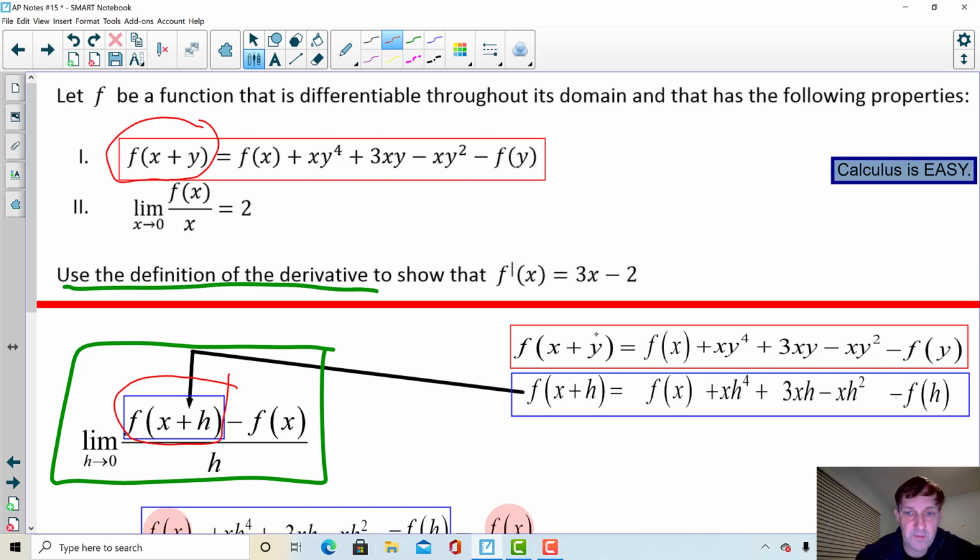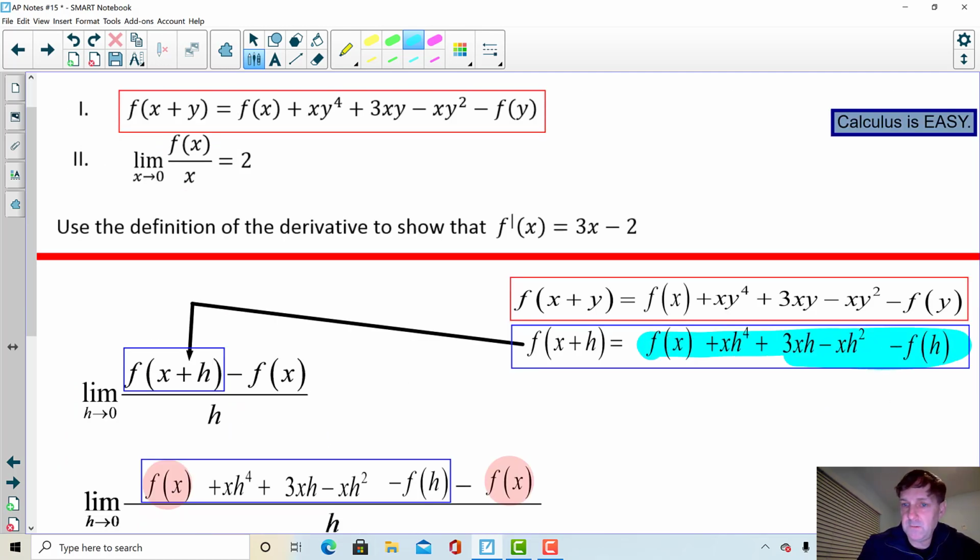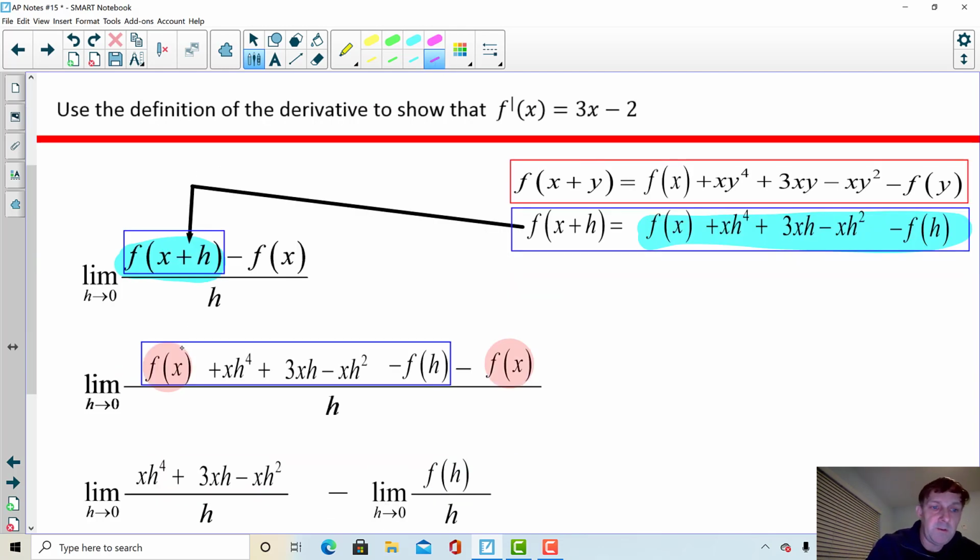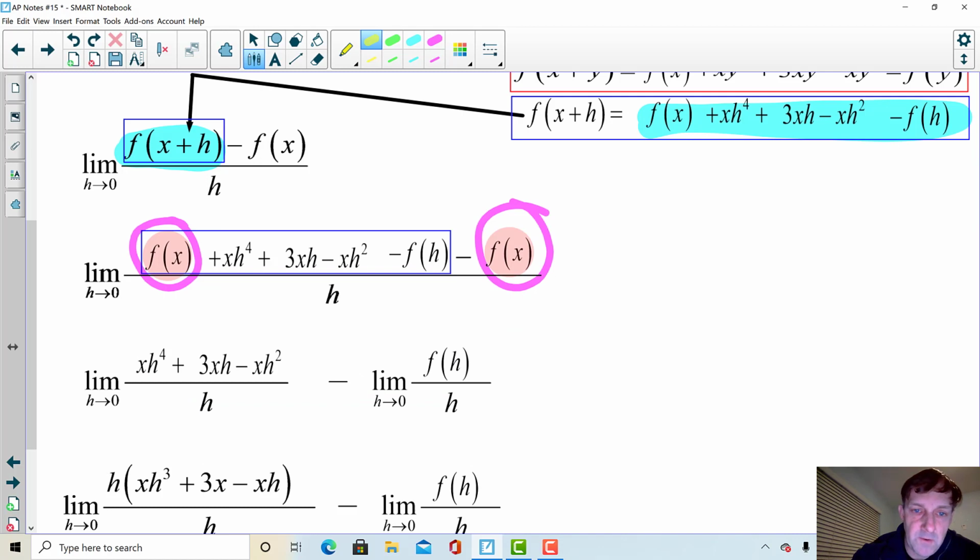So all we have to do is trade the y for the h. So right here we trade the y for the h. Right here we trade the y for the h. Right here and right here. Okay, so we can plug this in for the f of x plus h. Okay, after plugging it in, you'll notice that the f of x in the front will cancel with the f of x in the back. Okay, you might notice that this piece does not have an h in it, so we're going to want to separate that piece, but it can have its own limit. On the other one, everything has an h on the top, so you can factor it out and cancel it with the h on the bottom.